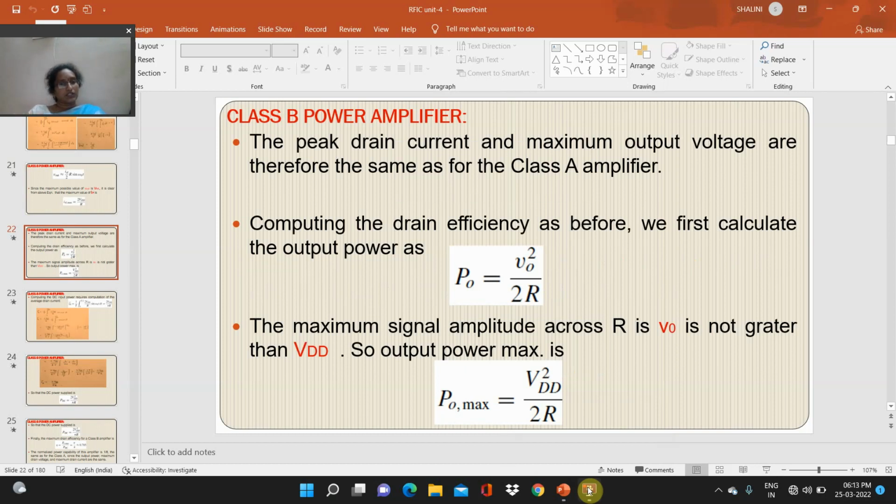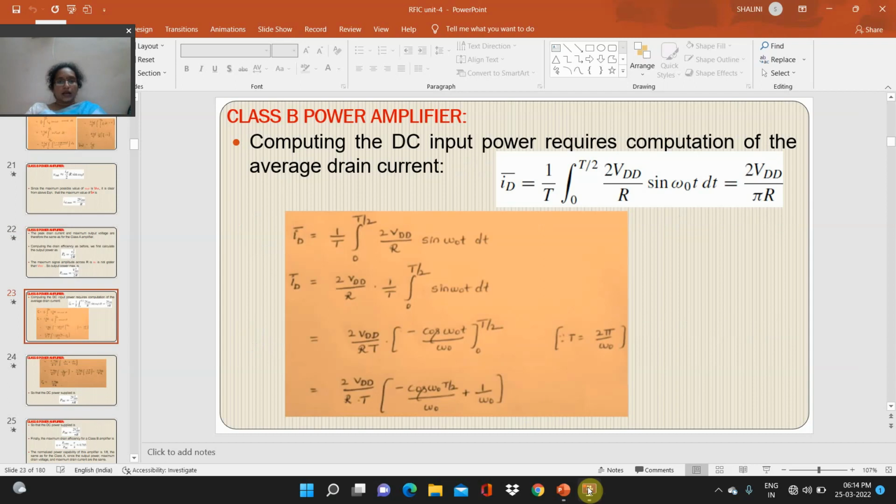Computing the drain efficiency as before, we first calculate the output power as P0 is equal to V0 square by 2R. The maximum signal amplitude across R is V0 not greater than VDD, so the maximum output power P0,max is equal to V square DD by 2R. Computing the DC input power requires computation of the average drain current. ID bar is equal to 1 by T, 0 to T by 2, VDD by R sin omega naught t dt.